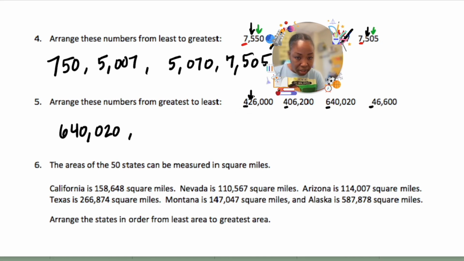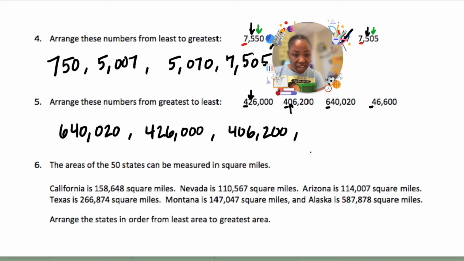The next would be these two 400,000. So let's look at the next digit. Right? That's that 2 10,000s and 0 10,000s. 2's greater. So that is the next one. Then it would be 406,200. The 0 10,000s. And then the least would be the 0 100,000s. 46,600.